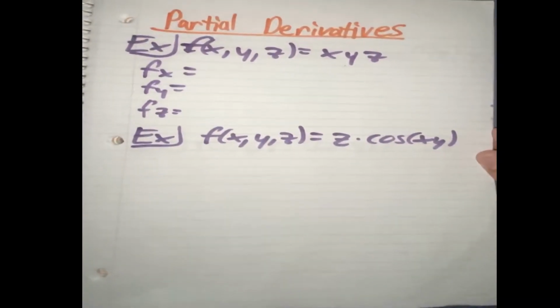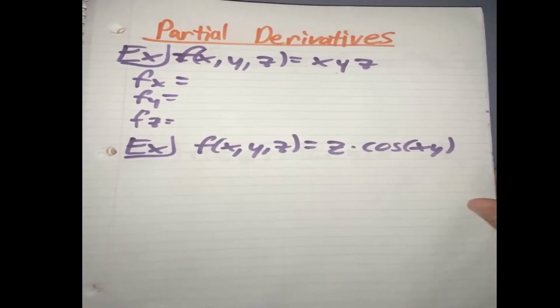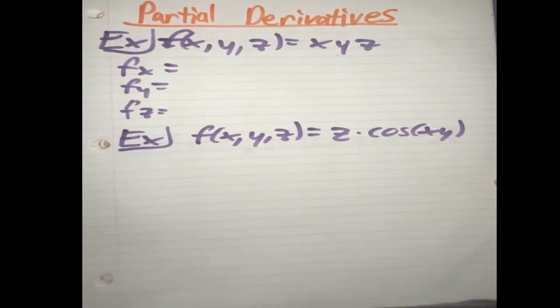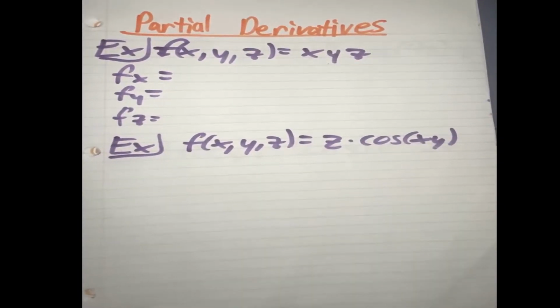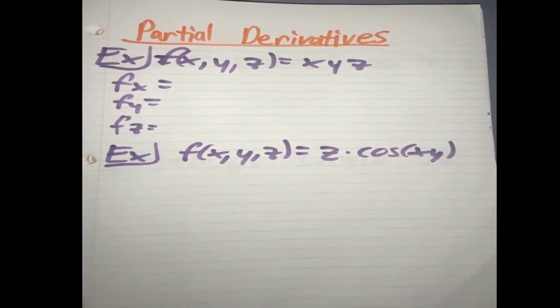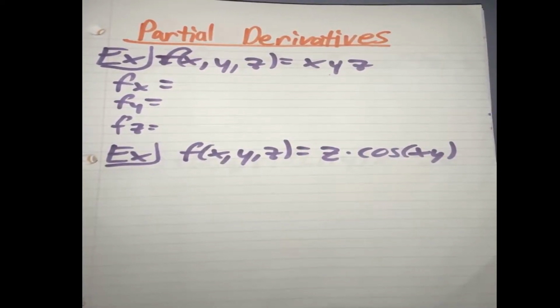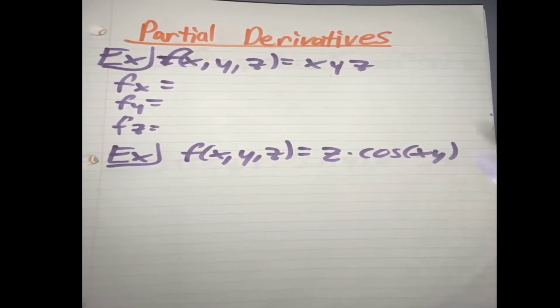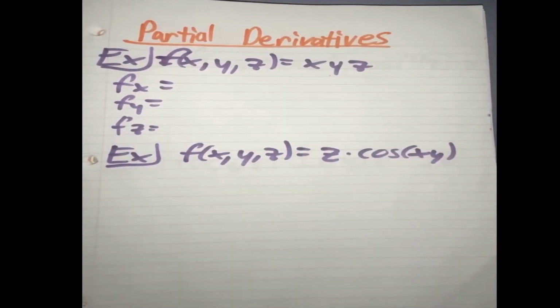Hello guys, so in this example we're going to go over how to find one of the most important concepts of this class. It is called the partial derivative. So what does that mean? Basically, partial derivatives are when we take derivatives of multivariable functions, but we're only taking them with respect to one variable at a time. So for example, we have a function of x, y, z.